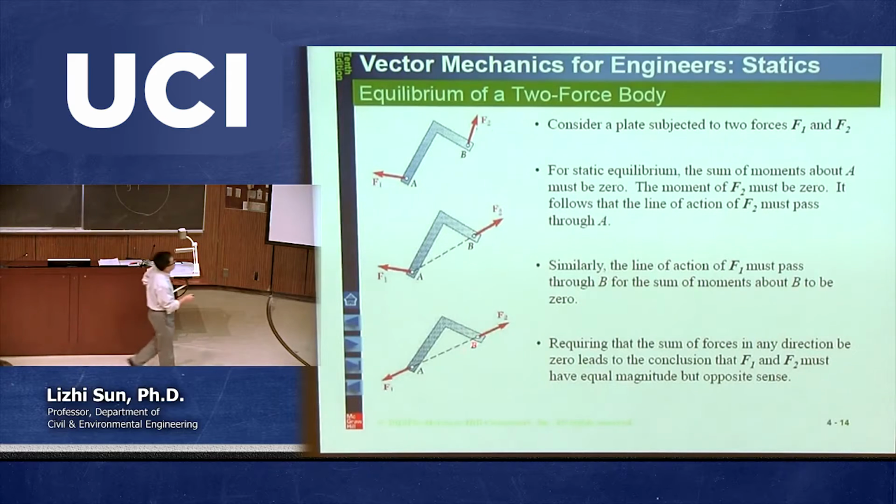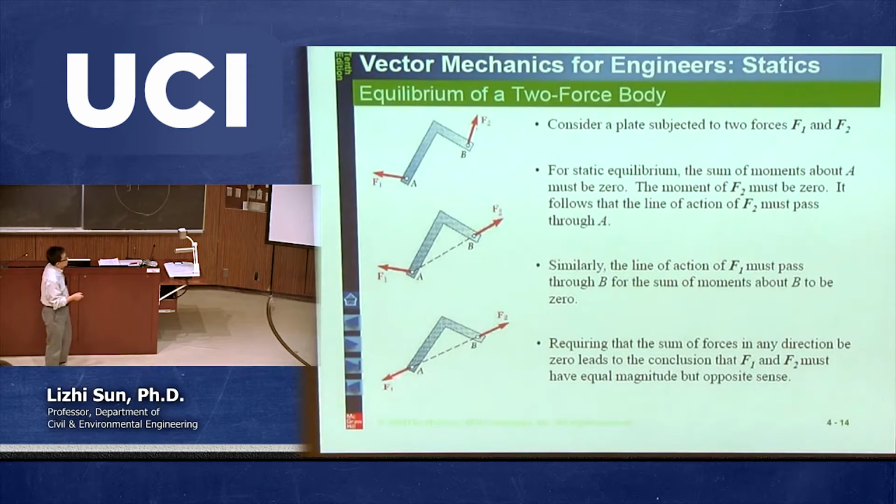Similarly, if you want to take a moment at point B, then this force will now be involved. And then what is the moment of F1 at point B? So then it's still F1 times d. So d is a shorter distance from B to this force line. But the result of the product, F1 times d, must be equal to 0. And then the only way you can make it 0 is have this d equal to 0. So then this force must be along this direction as well.